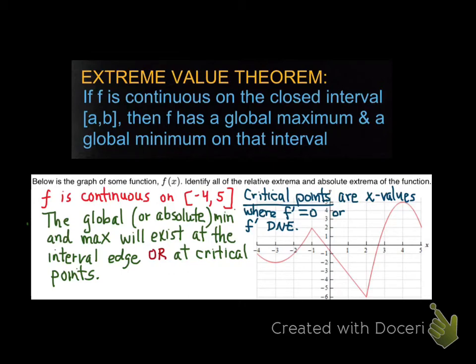So if you just shake your brain and look at that graph and I ask you, well, what's the global max? Oh, it's the highest point. You're right, it's the highest point. But what we're saying here is the highest point will exist either at critical points, which it does in this case, or at the end point of an interval. Got to know that for the extreme value theorem. Those will be candidates when we talk later.